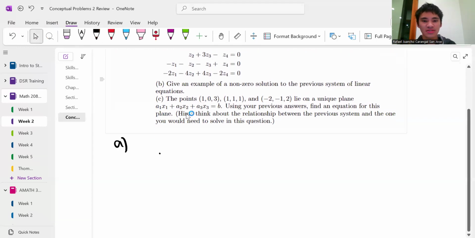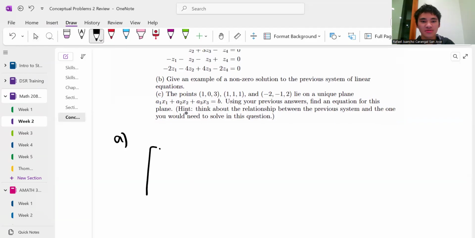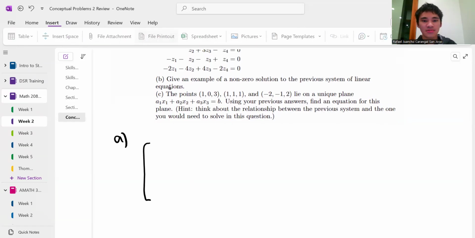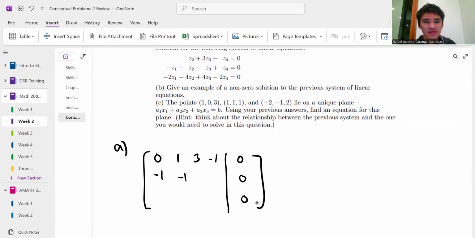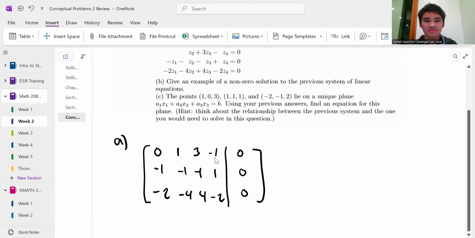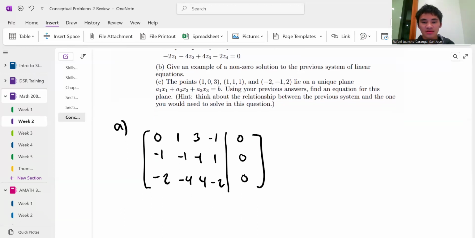So how I would do this is, well, I would convert it to an augmented matrix, right? So this is going to be 0, 1, 3, -1. These are all zeros. Then we have -1, -1, -1, and 1. Then we have -2, -4, 4, -2, 0. And then we do everything in our power to make sure it's in reduced row echelon form.